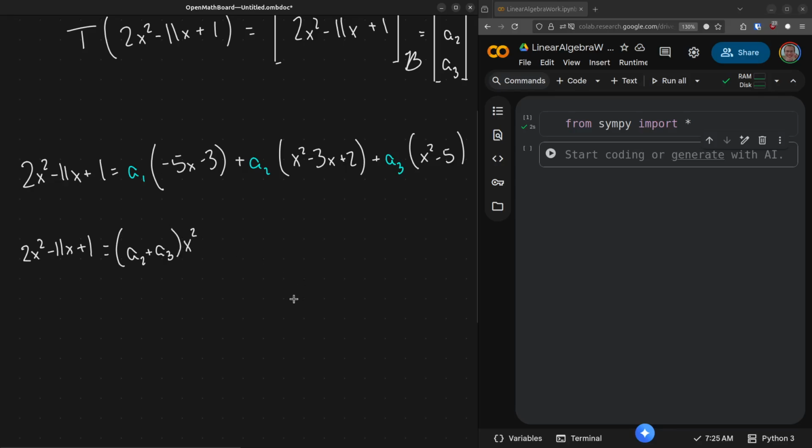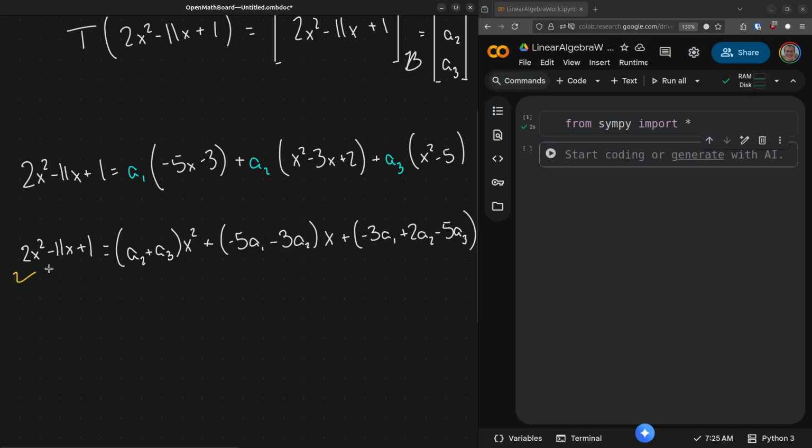Now let's think about the x terms. I get negative 5A1x, and then negative 3A2x. And then I don't get an x term here, so that's going to be negative 5A1 minus 3A2 times x. And then let's worry about constant coefficients. I get negative 3A1 plus 2A2 minus 5A3.